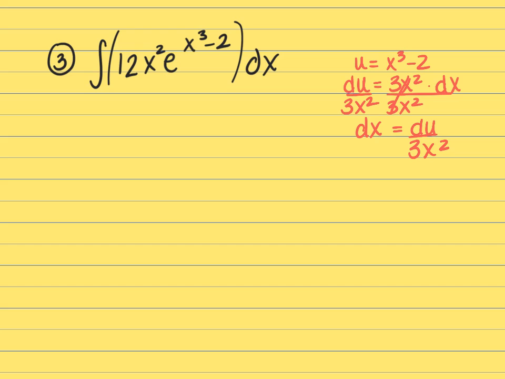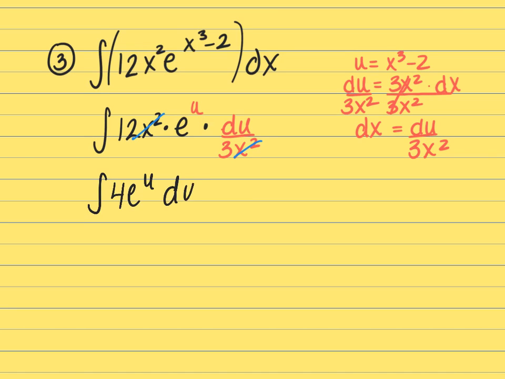So when I go back to my original problem, I leave the 12x squared times e, but now the exponent is u, and the dx is du over 3x squared. And what you should notice is that the x squareds cancel, and when you divide 12 by 3, you should get 4. So I want to integrate 4e to the u du.